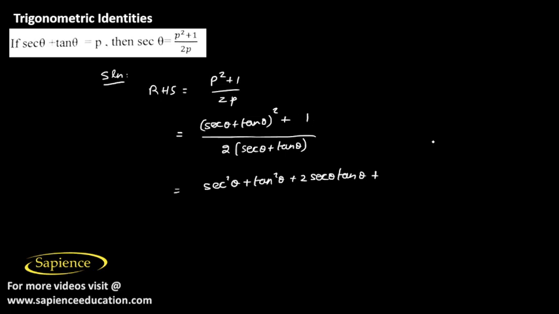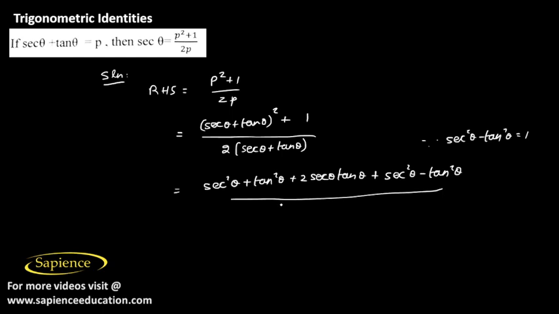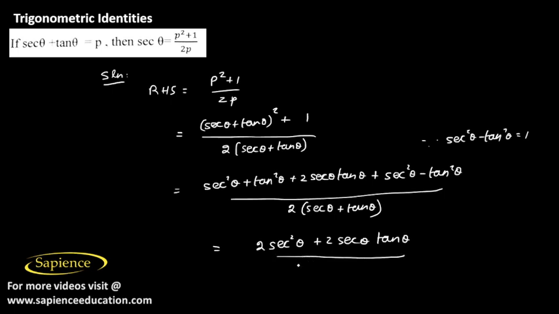plus 1 can be written as, since secant square theta minus tan square theta equals 1, we will write secant square theta minus tan square theta here, and we will keep the denominator as it is for now, 2 into (secant theta plus tan theta). Now in the numerator we have plus tan square theta minus tan square theta, which will become 0, and the remaining terms are secant square theta plus secant square theta is 2 secant square theta, plus 2 secant theta tan theta, divided by 2 (secant theta plus tan theta).